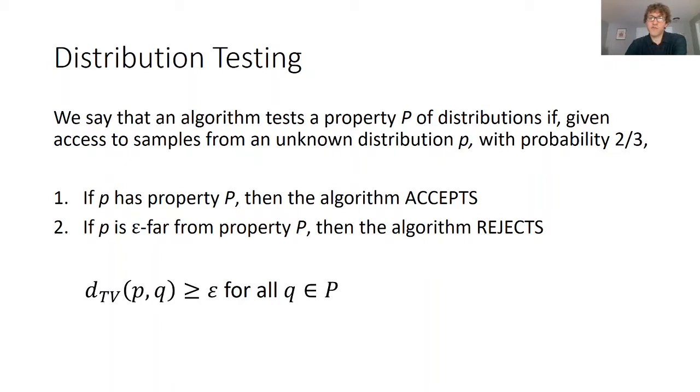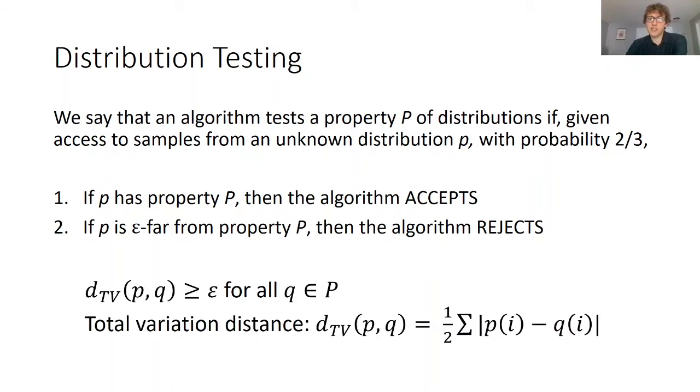And we're using, for farness, the notion of total variation distance, which is a number between 0 and 1, given by the formula on the screen. And so if the total variation distance is at least epsilon for all q in the property capital P, then the algorithm rejects with probability 2/3. And the goal here is to minimize the sample complexity of such an algorithm. This is the standard model for distribution testing.